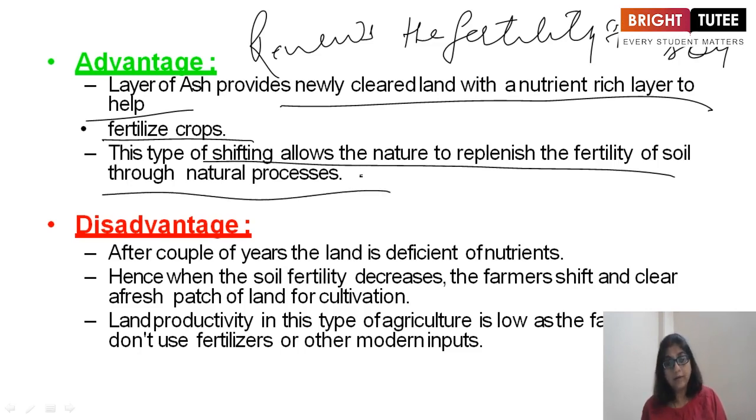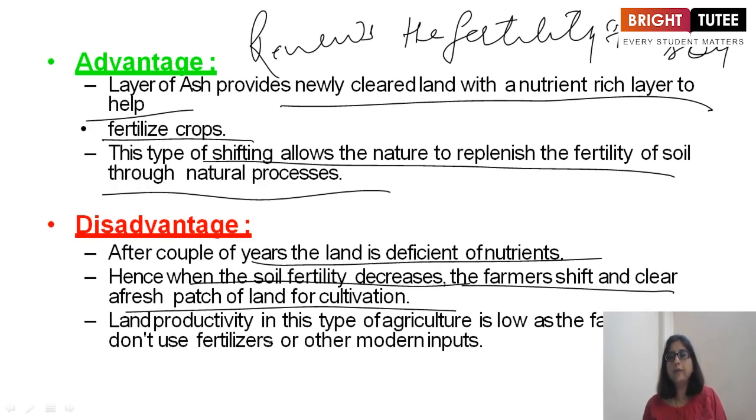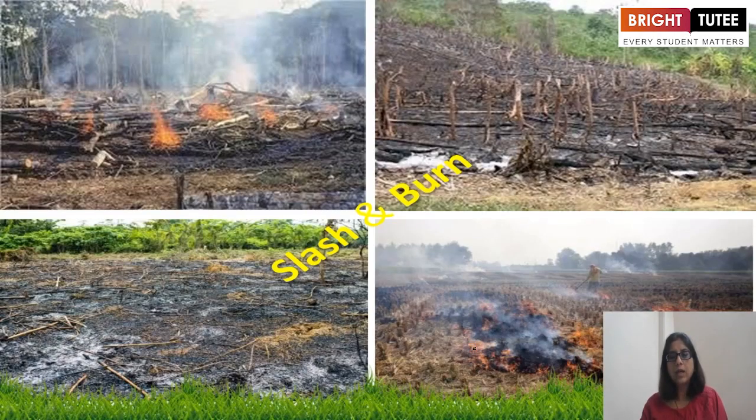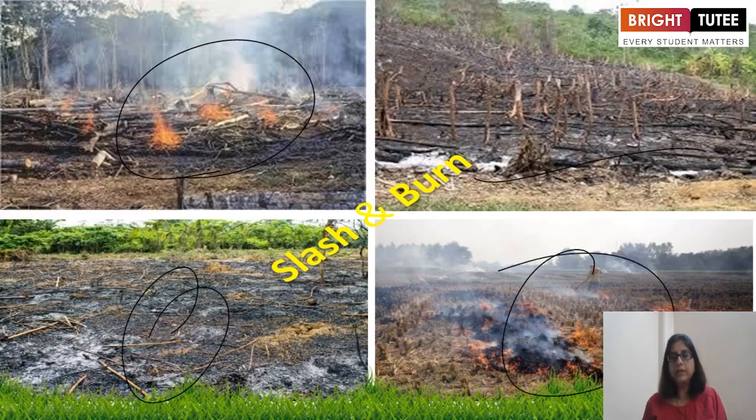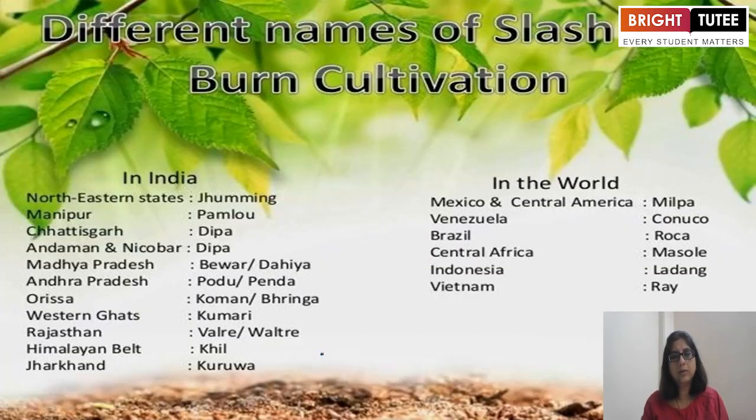Now there are a few disadvantages also. After a couple of years the land is deficient of nutrients, and hence when the soil fertility decreases, the farmers shift and clear a fresh patch of land for cultivation. Land productivity in this type of agriculture is low as the farmers don't use fertilizers or other modern inputs. Now these are the pictures related to slash and burn. See how after cultivation the land is burned, then this ash is there, and after the burning, the new seeds are sown here.